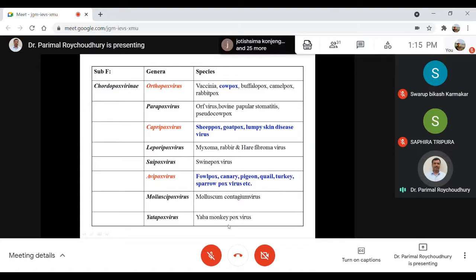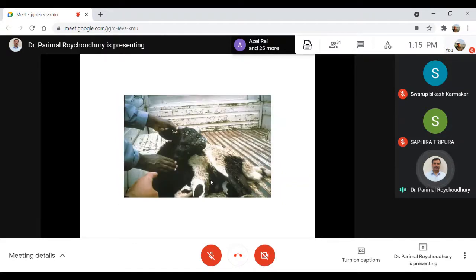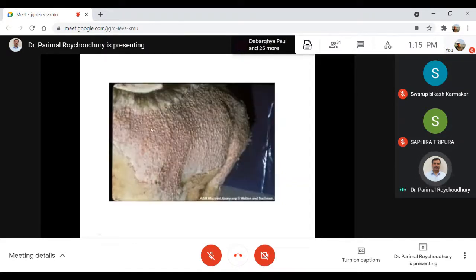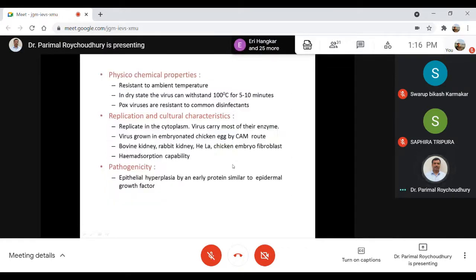This has created an alarm throughout the globe, as this might be a virus which may cause a similar kind of disease in human. There is a possibility. In the wildlife, this disease has been recorded in the monkey. Of course, it's not the purview of our lecture to discuss it. Okay, so we'll come to this picture later on. As everybody understands, the papules, how they look, the skin eruptions produced in this kind of intensity. This is a sheep pox virus infection. In the pig also, papules are produced on the surface.